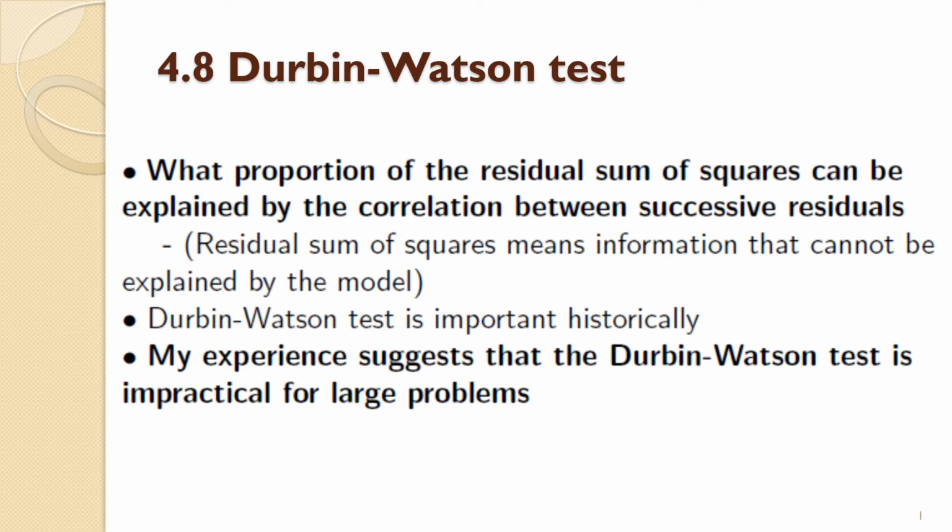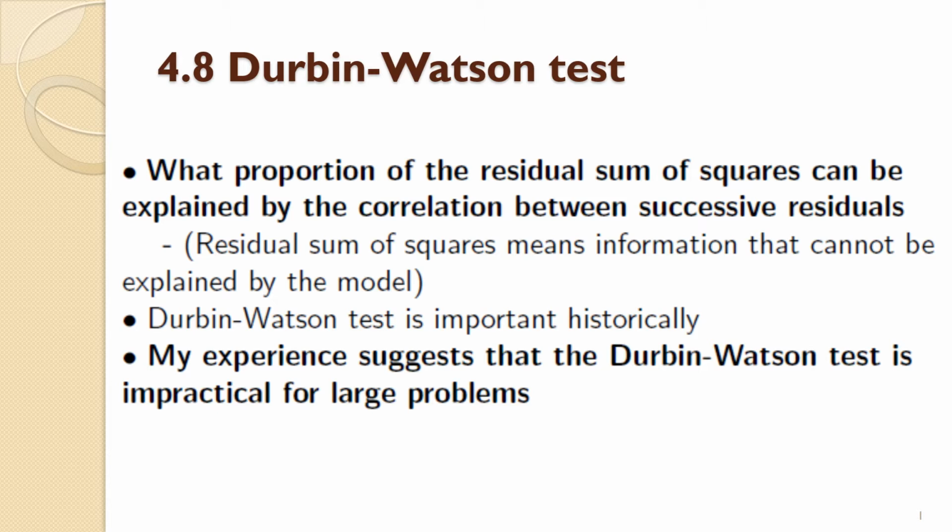And as said there, it's sort of important historically. Now I think this was true when I was writing these slides, but I'm less convinced it's true now. My experience in the past suggested that the Durbin-Watson test is impractical for large problems. Now I would suggest it's probably impractical for large problems if you're using eViews, but I think it is more practical if you're using R. This is one of the first examples where, if you use a higher order programming language like R, it's actually easier to do something slightly challenging like this Durbin-Watson test than if you're using something like eViews, which is in contrast primarily menu driven.